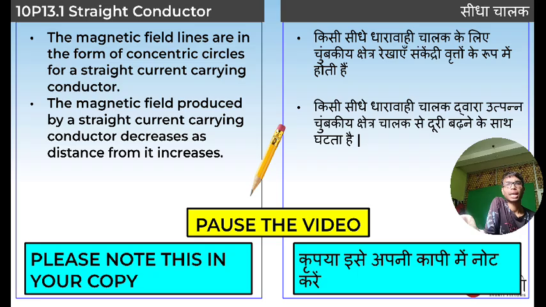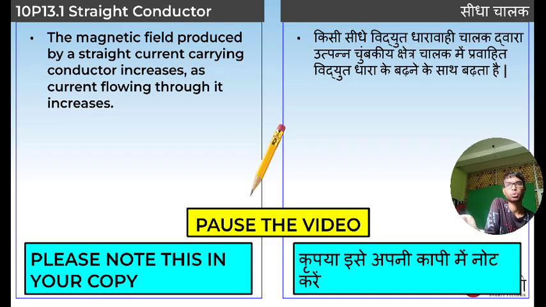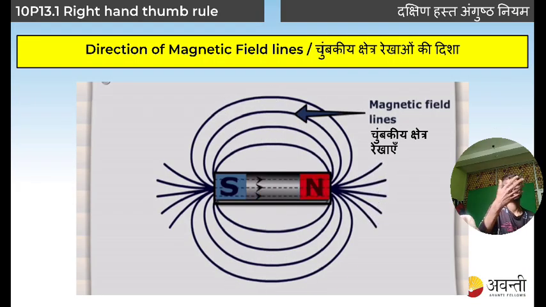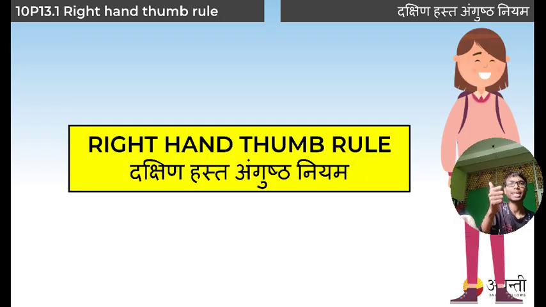The magnetic field lines are in the form of concentric circles. Yes. For a straight current carrying conductor, the magnetic field produced by a straight current carrying conductor. Okay, this is for you. This is also for you. This is the pattern of a magnetic field of a magnet. You know, right hand thumb rule. What does it say? What does it mean?